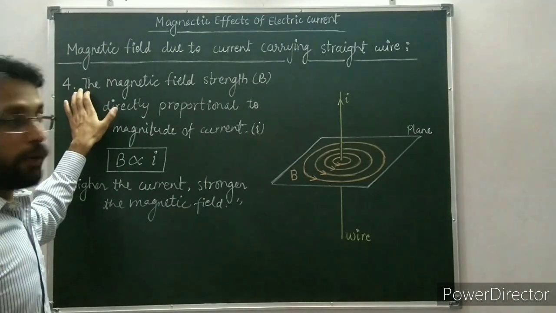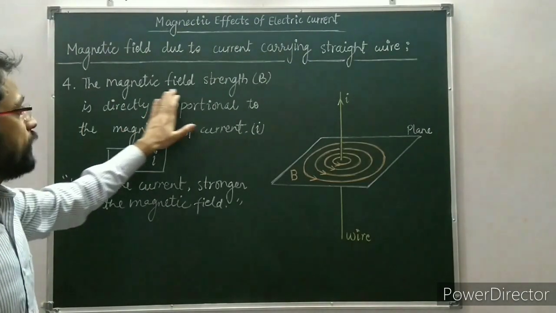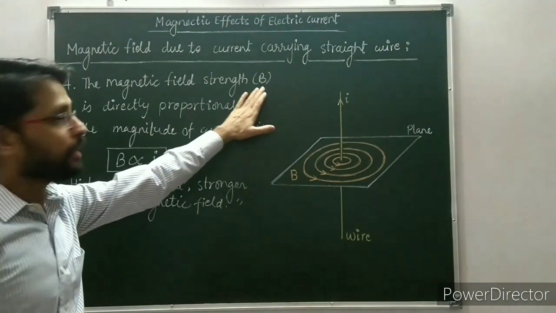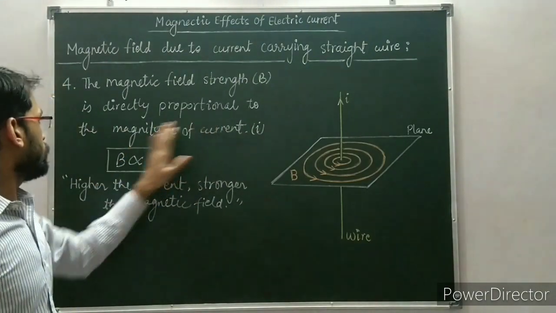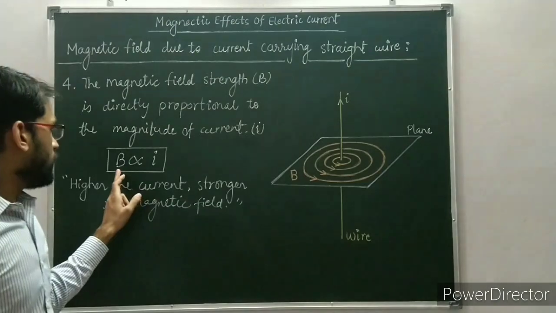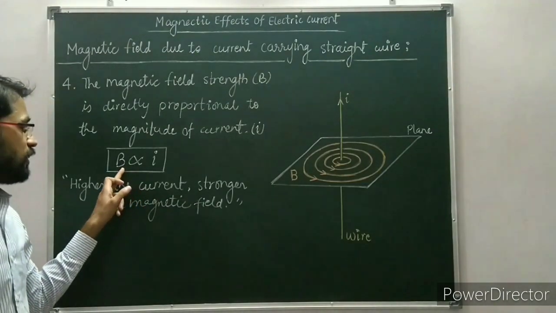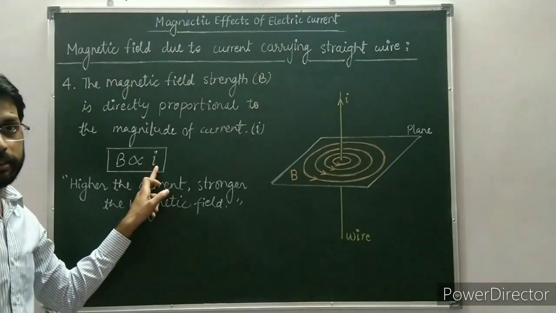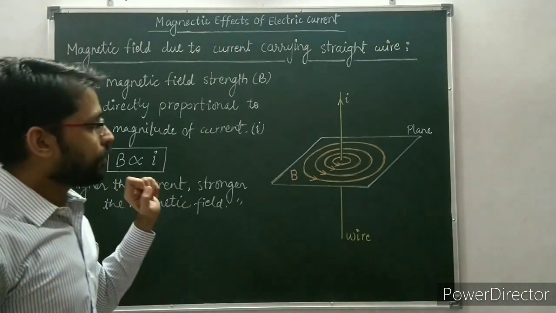Now come to the fourth point, that is the magnetic field strength denoted by B is directly proportional to the magnitude of current. Mathematically we can write that the magnetic field strength is directly proportional to the current in the conductor.